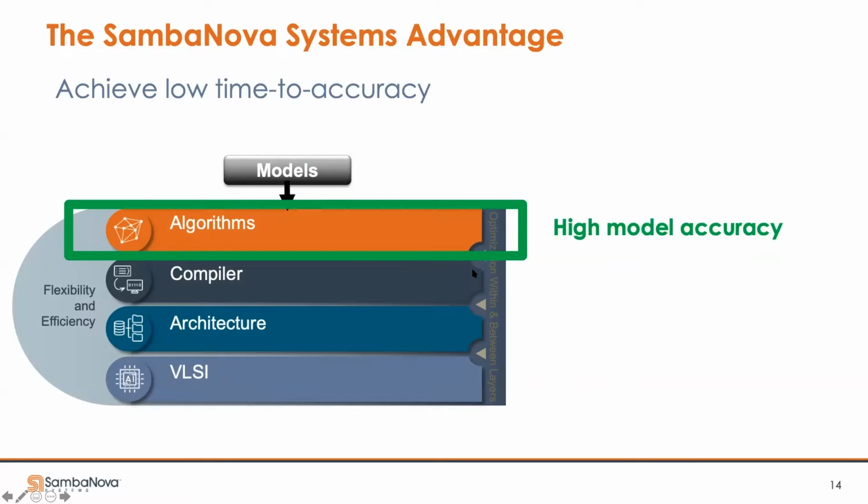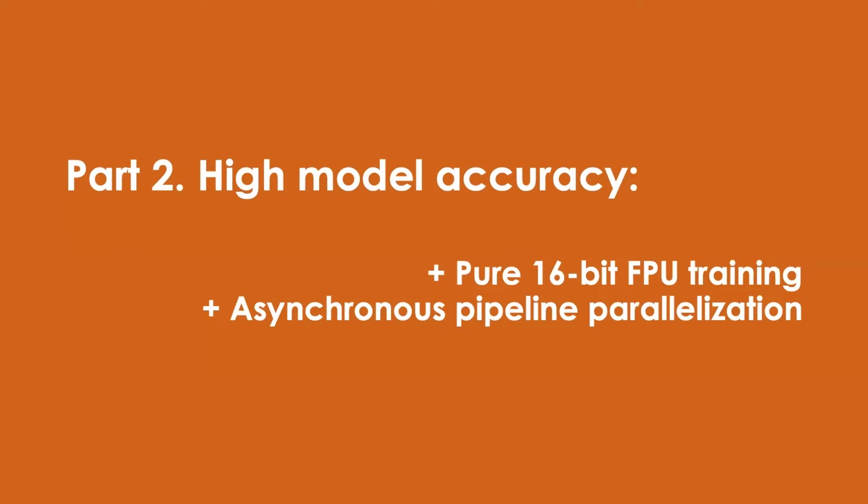The previous slide introduced some of the advancements in the hardware and the compiler stack that we have been leading at SambaNova Systems. I want to also talk about some of the algorithmic innovations that complement these hardware and compiler innovations, and allow our hardware team to aim for more efficient hardware for the next generation of systems. Specifically, two projects that I would like to talk about are enabling pure 16-bit training and also asynchronous pipeline parallelization.